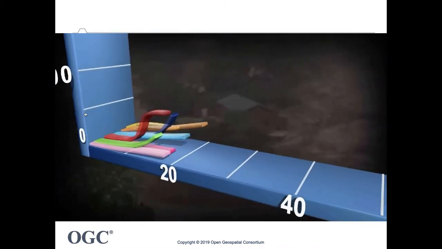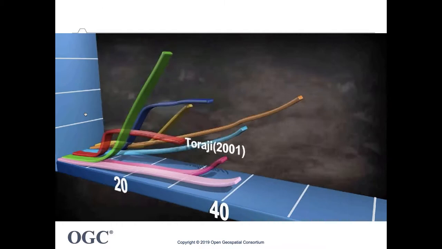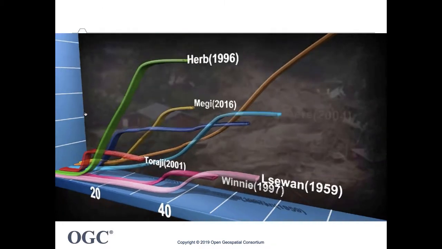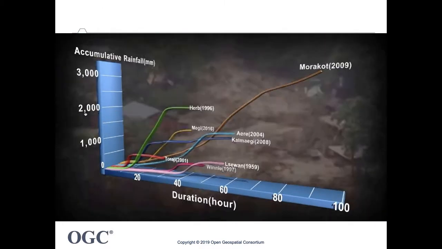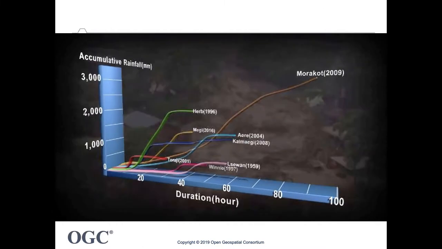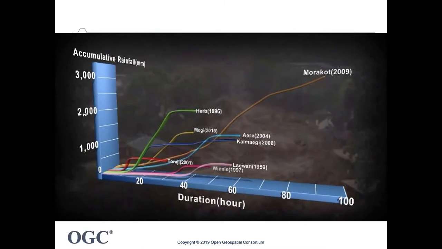One notable case was Typhoon Morakot, which happened in 2009. The rainfall reached 2.5 meters after 80 hours. That's the average yearly rainfall. Almost 3 meters of rainfall fell from the sky in 4 days.